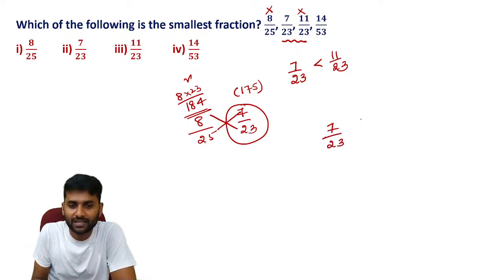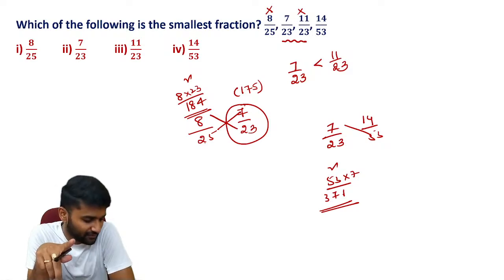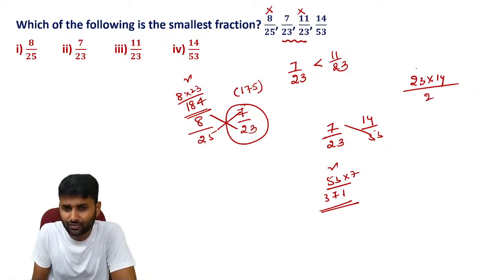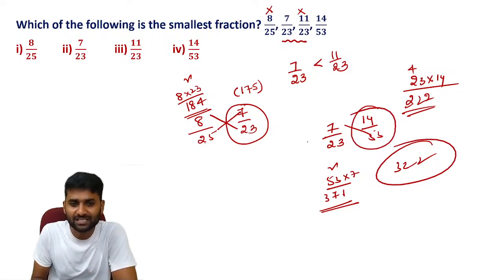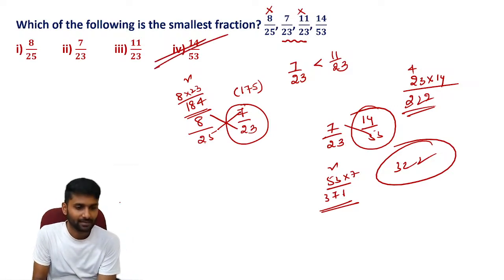Finally, 7 by 23 should compare with 14 by 53. Here 53 into 7, so this is all about 371, right? 7 threes are 21, 7 fives are 35 plus 2 is equal to 37. If 23 is multiplied with 14, 14 into 3 is exactly equal to 42. 4 carry over. 14 twos are 28, 28 plus 4 is equal to 32. 322. Guys, 322 is the least when compared to 371. It means 14 by 53 is the least among all the four. Very good.